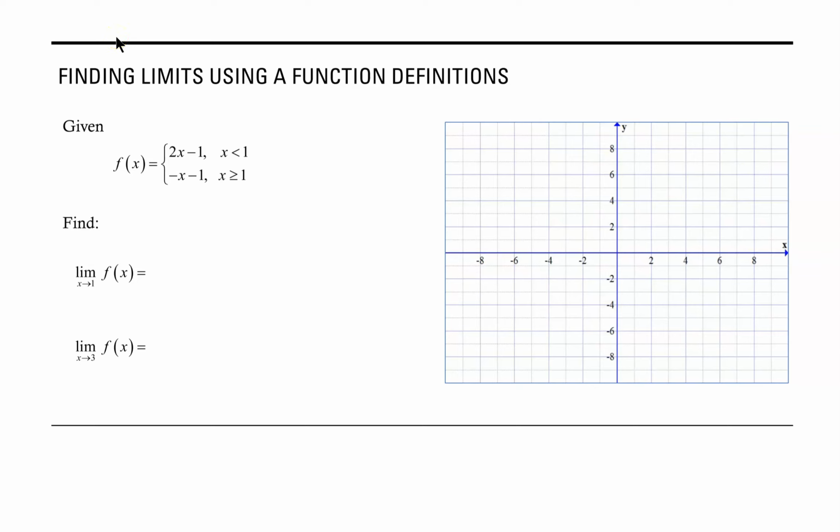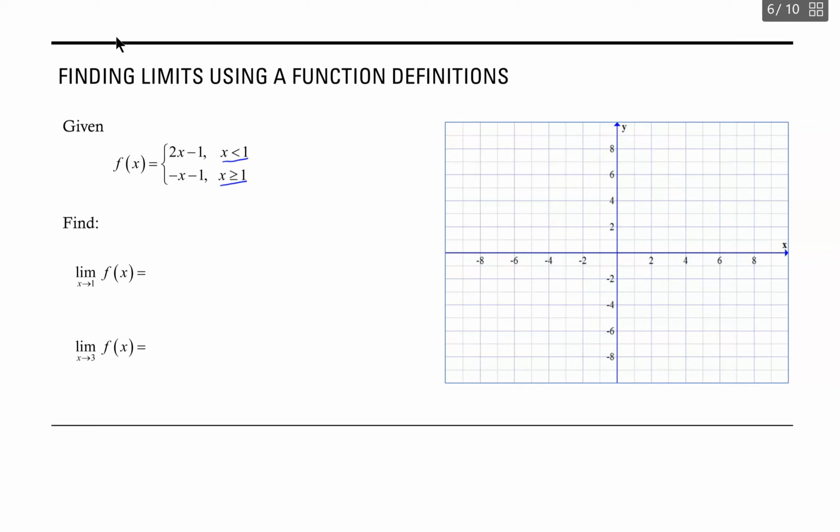So let's take a look at how we can use a function definition to help us find limits. Given a function f of x is equal to 2x minus 1 if x is less than 1, and negative x minus 1 for x greater than 1, we're going to go ahead and find a couple of limits here. First of all, let's take a look at the graph of this function.